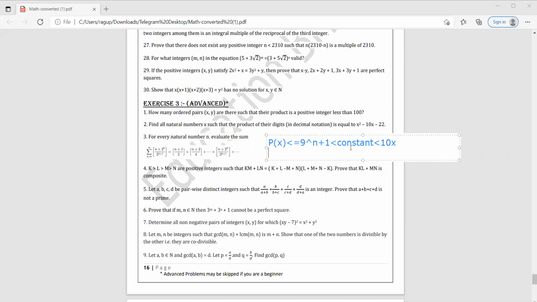So we get some constant which is less than 10x. If we notice the maximum value of 10x can be, the minimum value of x can be 1 followed by n zeros. So when we multiply it by 10, the minimum value of x is greater than or equal to 1 followed by n zeros, and the number has n plus 1 digits.